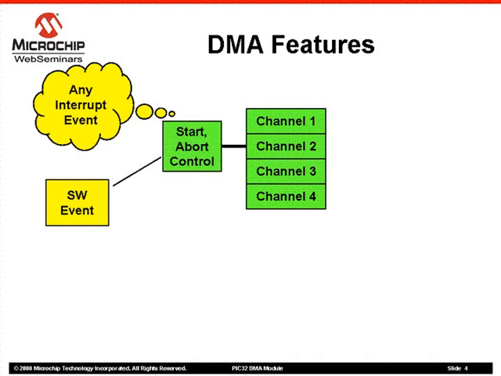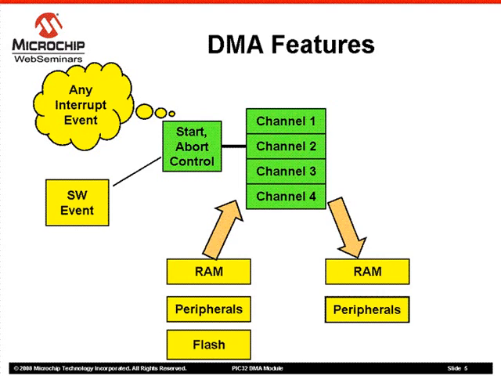The DMA can be programmed to respond to any interrupt in the system. Any interrupt can start or abort a data transfer. If required, the DMA can also be started or aborted manually under the software control. You can program the DMA to read data from RAM, flash, or any of the peripherals and write to RAM or peripherals. As the DMA operates on data, it can also calculate 16-bit CRC.